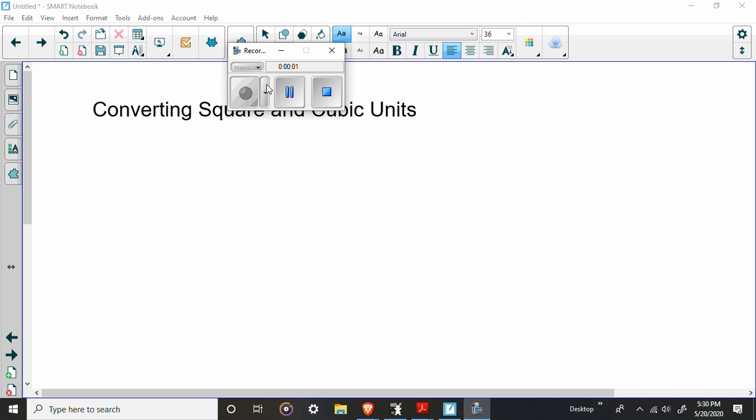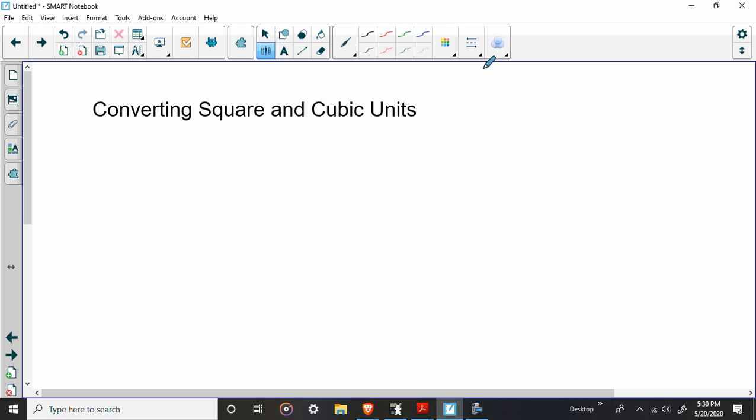Guys, so today we're going to talk about converting square and cubic units. Now, I'm hoping that you guys are pretty good with converting regular units of measurement, but if not, just a quick review. Let's talk about it.